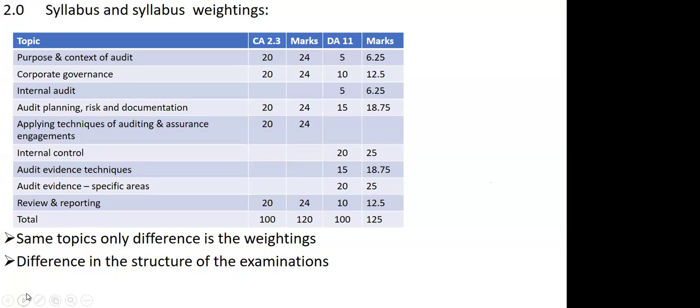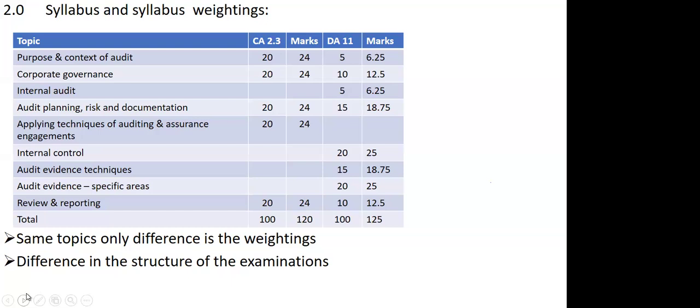In terms of DA11, the paper has 8 units, and the percentages are given. The first unit is the purpose and context of audit, with a 5% weighting. So in an ideal examination paper, only 6 marks will come from that particular area. Corporate governance has 10%, which is 12 marks out of the 125 marks, and so on. And you will note topics like internal controls have 20% of the total marks, which means 25 out of 125 marks will be on internal control. That gives you an idea of how important each of these areas is.